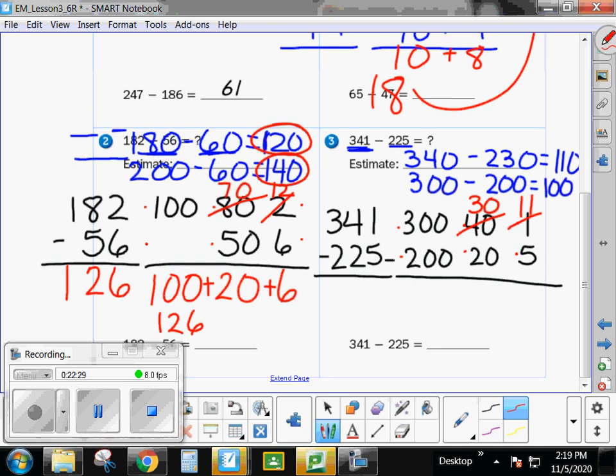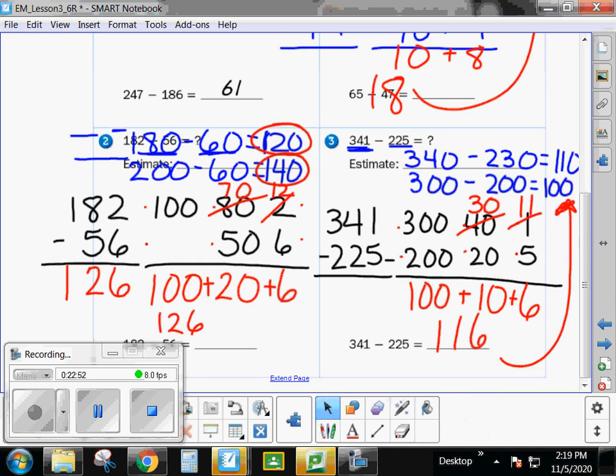Now I've got more on top, more on top, more on top. I'm ready to subtract. 11 minus 5 is 6. 30 minus 20 is 10. And 300 minus 200 is 100. When I put those back together, I have 116, which is pretty close to my estimates.